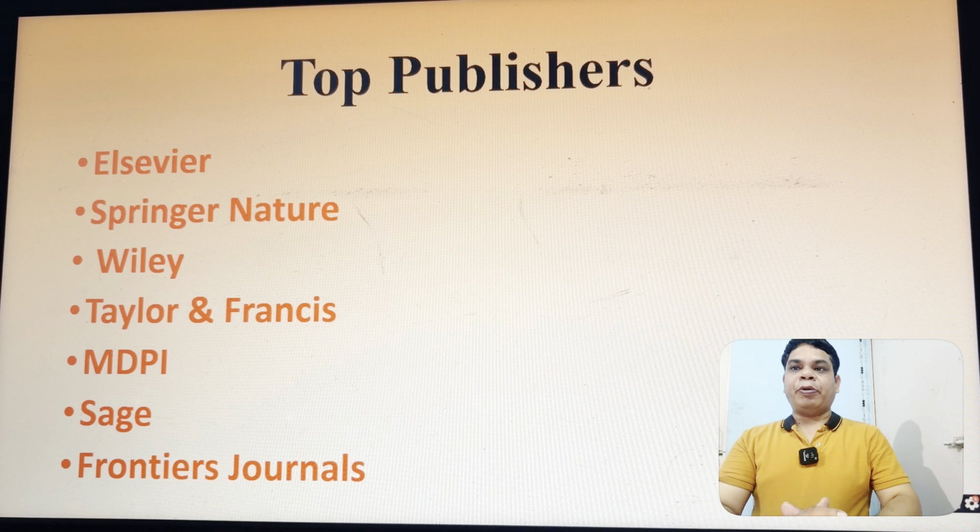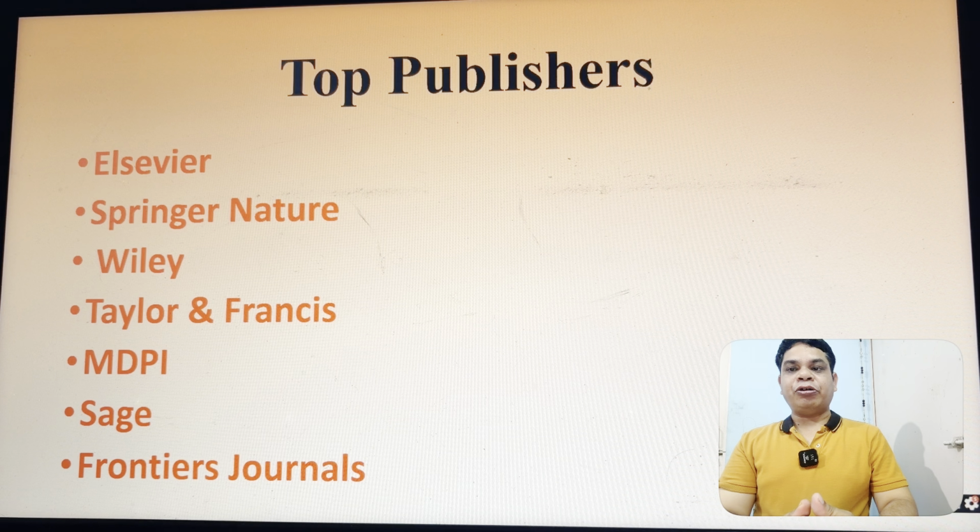So these are the top publishers: Elsevier, Springer Nature, Wiley, Taylor and Francis, what we are calling Routledge journals, MDPI, Sage and Frontiers journals. Now first I want to classify the journals. If your study is related to environmental science, I would suggest submitting your paper in an Elsevier journal instead of Springer Nature, Sage, Routledge or MDPI. If your study is social science based, sociology based, political phenomena based, anthropology based, or public administration, the most preferred publisher is Sage. Sage will easily publish your study.